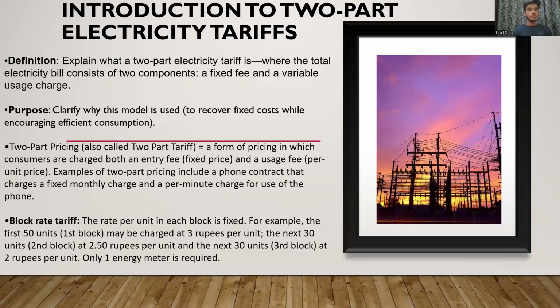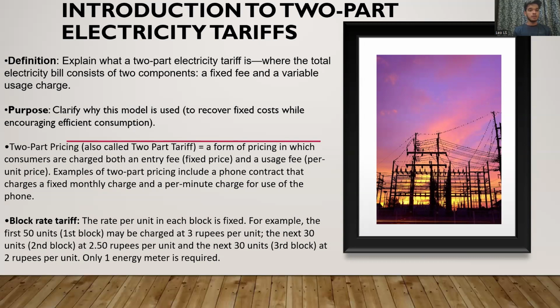Introduction to two-part electricity tariffs, where the total electricity bill consists of two components, a fixed fee and a variable usage charge. Purpose: clarify why the model is used to recover fixed costs while encouraging efficient consumption. Two-part pricing, also called two-part tariff, is a form of pricing in which consumers are charged both an entry fee and a usage fee. Examples of two-part pricing include a phone contract that charges a fixed monthly charge and a per minute charge for use of the phone.